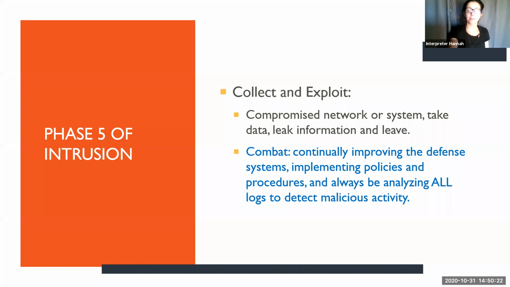Once they have moved laterally, phase 5 is to collect and exploit. So they would have all the data that they would need, they would sell it and leave. Sometimes they would leave a backdoor so they can come back. Okay. In many cases, they would come back. It's kind of like a robber robbed the bank and then put a little small entrance so that way they can re-enter the bank and take more money. So we need to improve our system policies and analyze all logs to detect malicious activity.